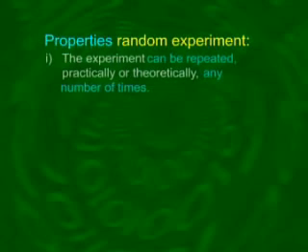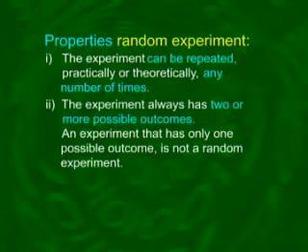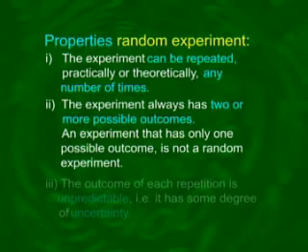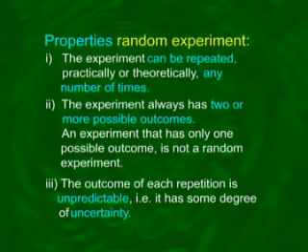Technically speaking, a random experiment has three properties. Number one, the experiment can be repeated practically or theoretically any number of times. Number two, the experiment always has two or more possible outcomes. An experiment that has only one possible outcome, that is not a random experiment. And property number three is that the outcome of each repetition is unpredictable. It has some degree of uncertainty.